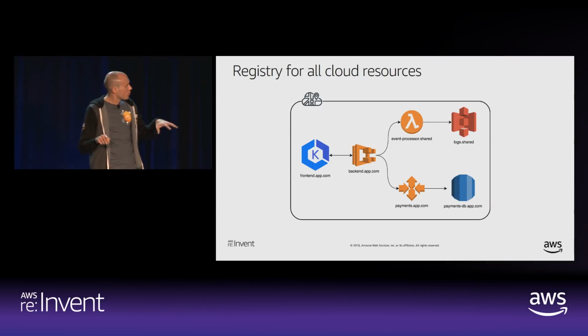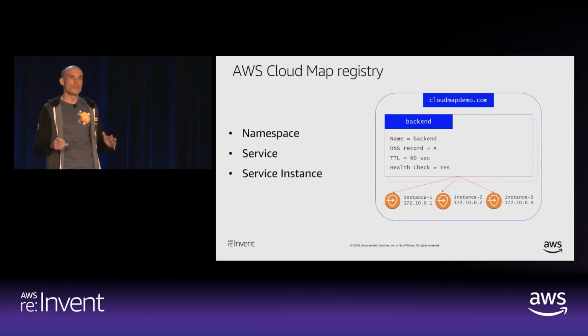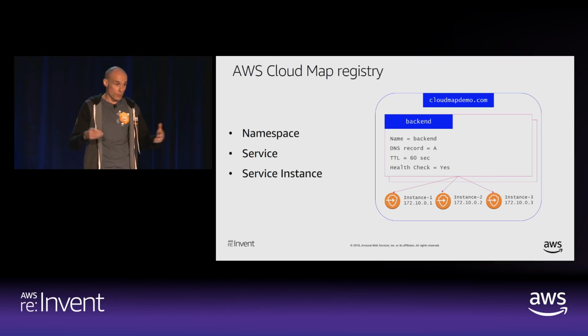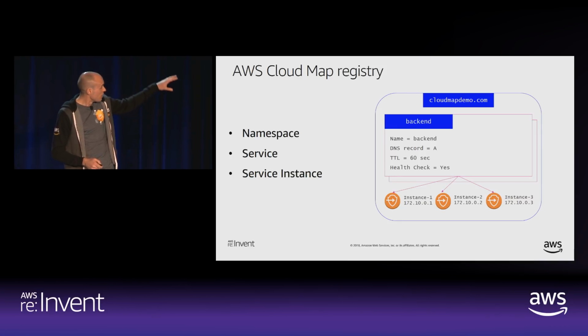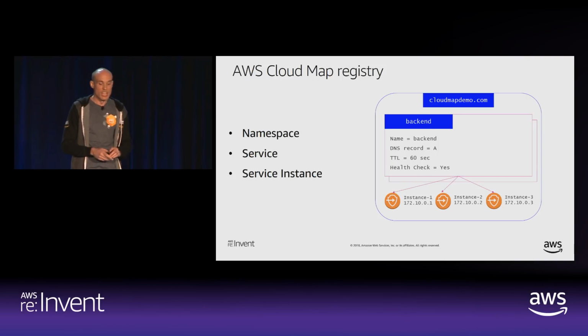Let me just walk you through this service registry. AWS Cloud Map has a highly available service registry at its core that allows you to store any type of cloud resources. We have 3 levels of hierarchy. The top level is a namespace, which is a logical group of services with common visibility and common resolution type. Under that, you can have services. You can have multiple services within your namespace. Your namespace would be something like cloudmapdemo.com, the example that I'm going to use in my demo.